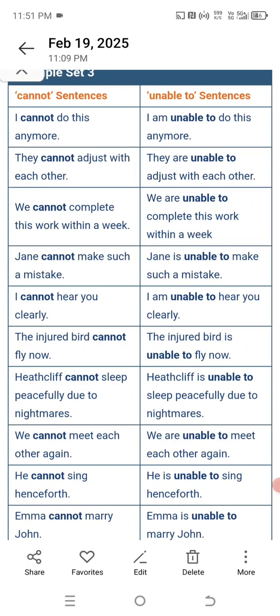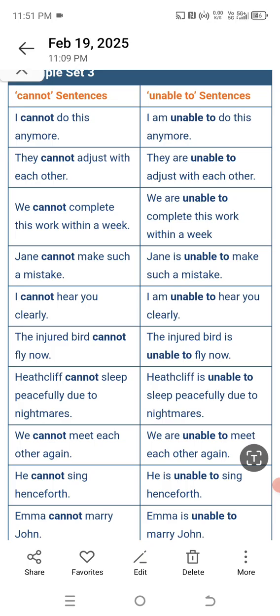Here are some examples. There is used cannot, which means negative sentences. And there is also how to use unable to in the cannot or can't sentence. That is given here in the examples. I cannot do this anymore.